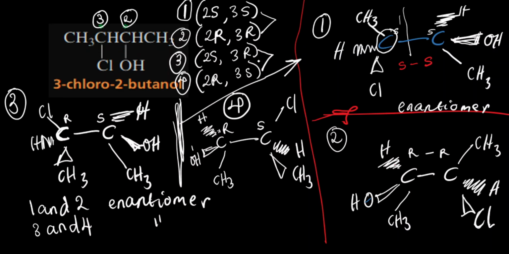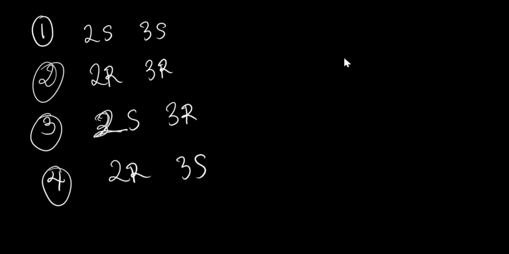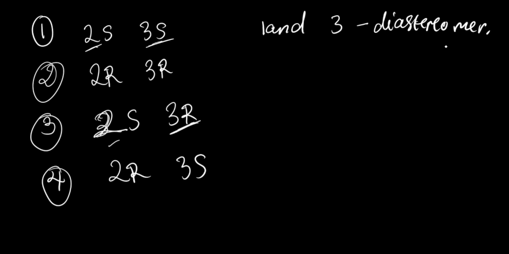Okay, the configuration differs for both of the asymmetric centers. So let's take this to a fresh page. Now notice that 1 and 3 differ only at one asymmetric center, so they differ only at 3. However, for the second carbon, they have the same configuration. These two compounds are said to be diastereomers. They are not mirror images, but they are not identical.